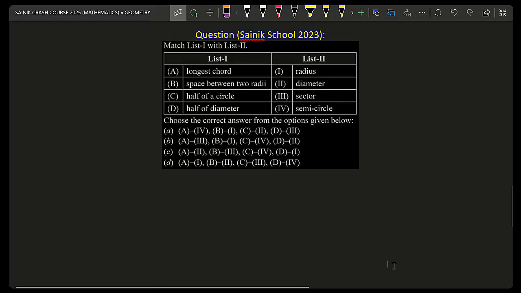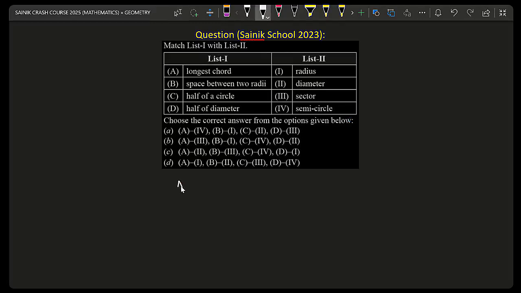The next question came in the same year, 2023 paper. Match list 1 with list 2. On list 1, we have longest chord, space between two radii, half of a circle, half of diameter. On list 2, we have radius, diameter, sector, and semicircle. Who's going to match? Harini, can you answer this question? Read the terms one by one in list 1. The longest chord is diameter. Yes, it is correct. Just now we discussed.